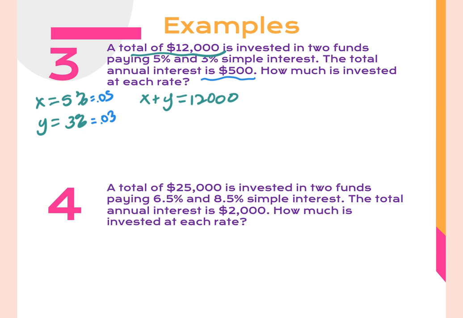So I'm going to multiply that 0.05 times all the money I invested in that one, which is X. So 0.05X, plus the 0.03 times all the money invested in the Y one, so 0.03Y, and set that equal to the interest earned, which is 500.